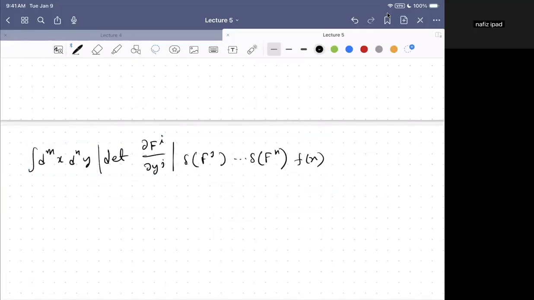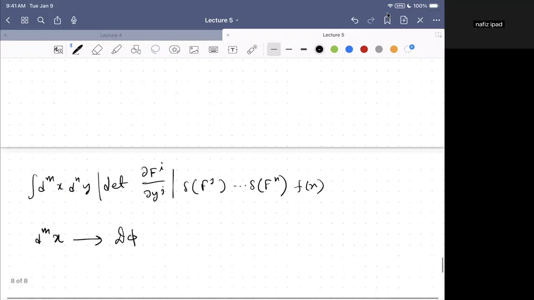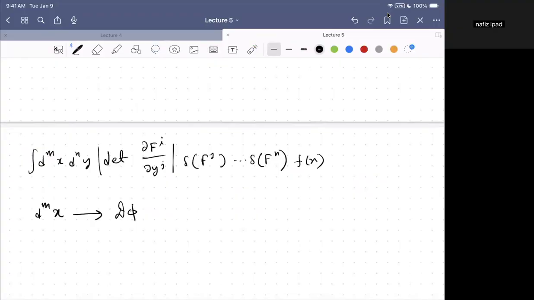Let's go component by component. First of all, what is going to happen to dmx? So dmx, these are the variables that our function actually depends on. So these are going to be our fields. Okay, this is a bit tricky because we don't have a good separation of different kinds of fields. I will write something and then I'll add caveats. Maybe have some fermions or whatever, and gauge fields.